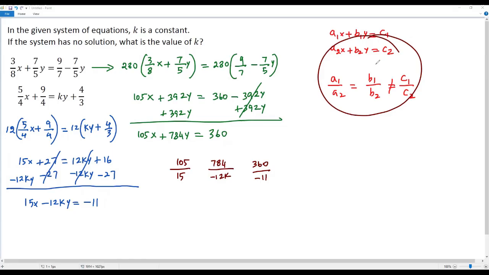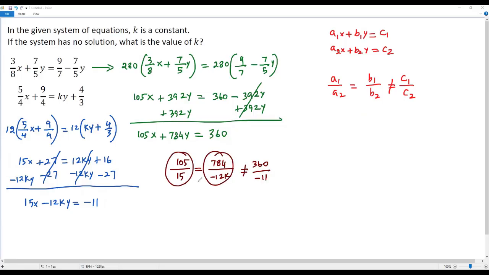As we have discussed over here, when we have a system of two linear equations in standard form and the system has no solution, the ratio of the coefficients of x and the ratio of the coefficients of y will be equal, and both these ratios will not be equal to the ratio of the constant terms. Okay, since these two ratios are equal, we can solve for k in this equation.